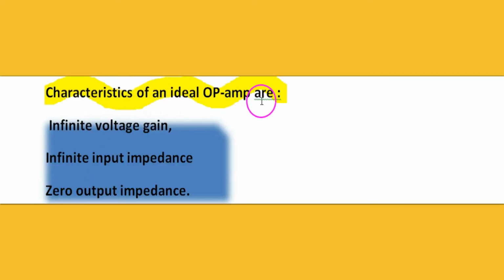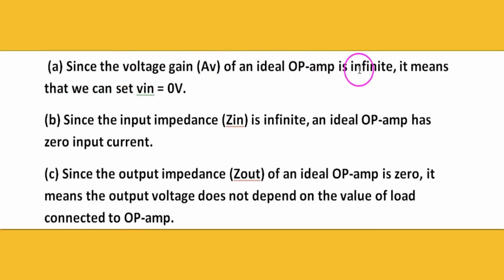Characteristics of an ideal op amplifier: infinite voltage gain, infinite input impedance, and zero output impedance. Okay. The voltage gain of an ideal op amplifier is infinite. It means we can set even V1 and V2 input approximately equal to zero. That means very small voltages can be amplified. Input impedance infinity means an ideal op amplifier has zero input current. It will not draw any input current. Output impedance is zero. It implies that the output voltage does not depend at all on the value of the load connected.